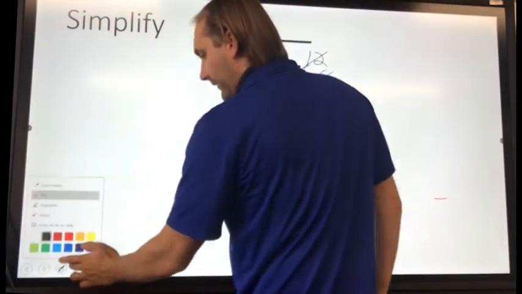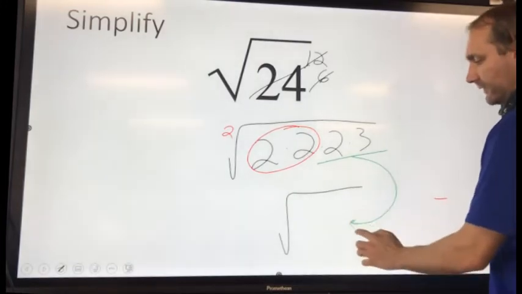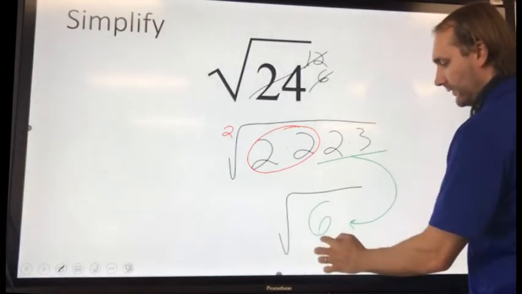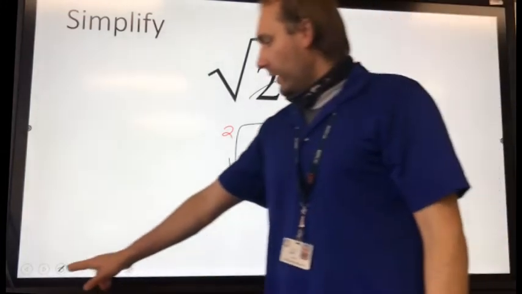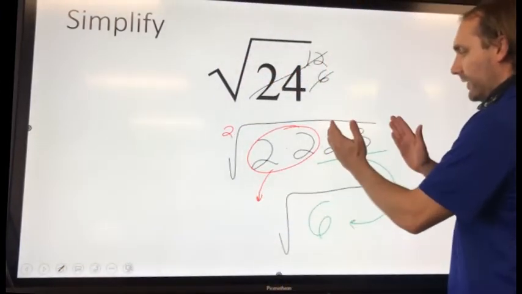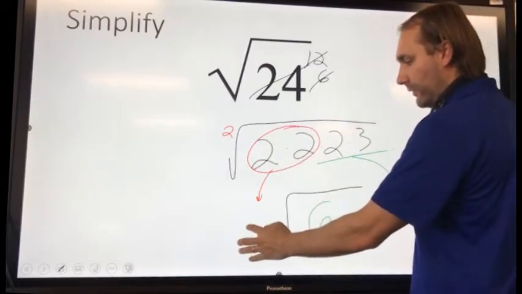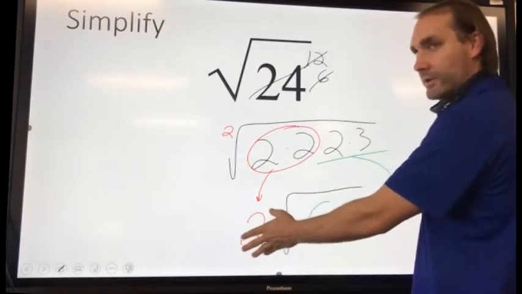Now, what I didn't circle, what I didn't find sets of, 2 and 3, stays inside. 2 times 3 is 6. And what I did circle comes outside. Now note, I did multiply 2 times 3, and I got 6. Here you're not going to multiply 2 times 2 and put 4. You're going to put the set you found, which was 2.